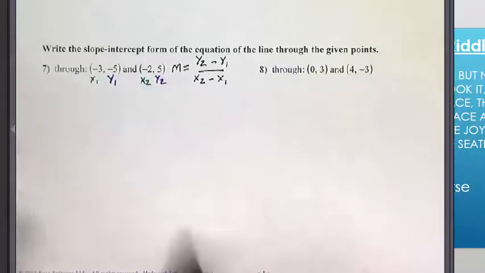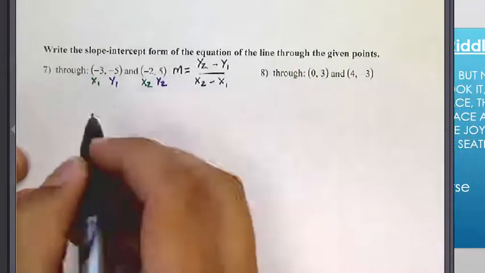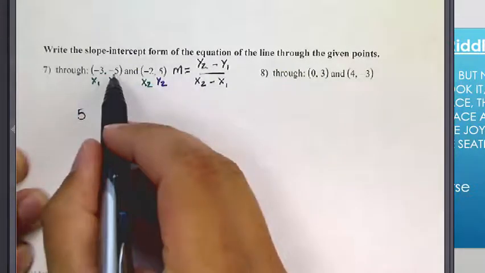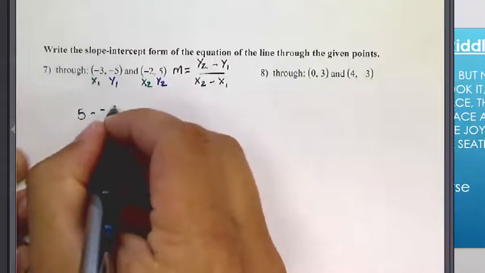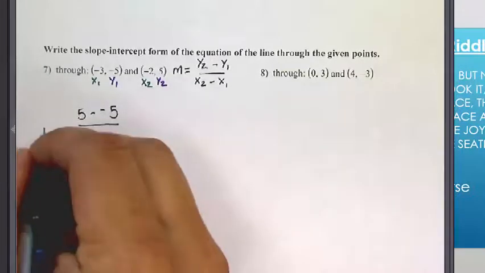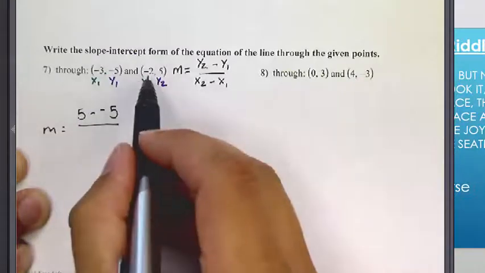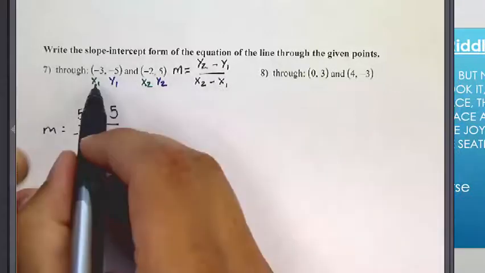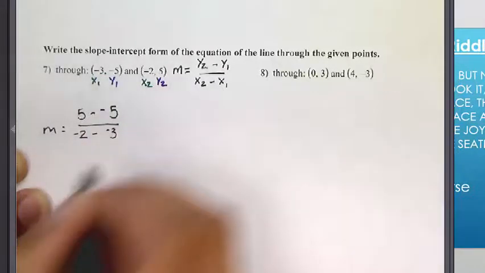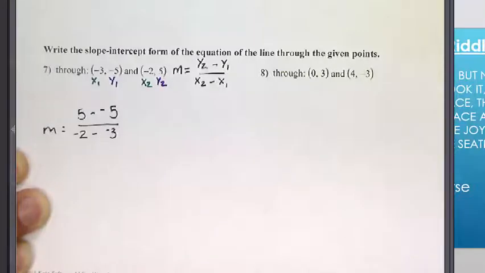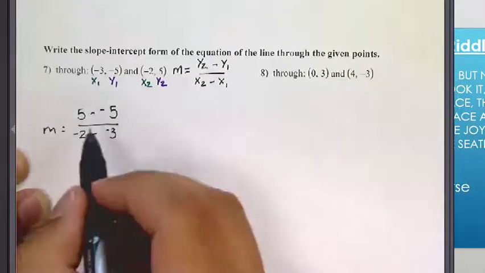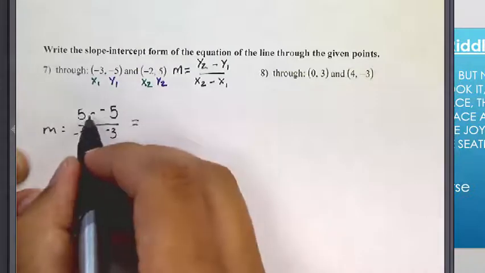Alright, all we do is we take these numbers and now plug them into our formula. Okay, so I'm going to take my y2, which was 5 over here, minus my y1, which is a negative 5. And I put that over my x2, which is negative 2, minus, and I look at x1, which is a negative 3. But I look at this and I see that I have two negatives. Alright? Whenever we're minusing negatives, we actually add those. We cancel them out.